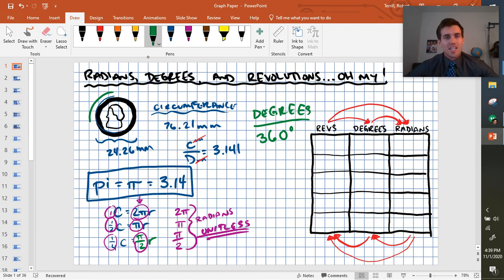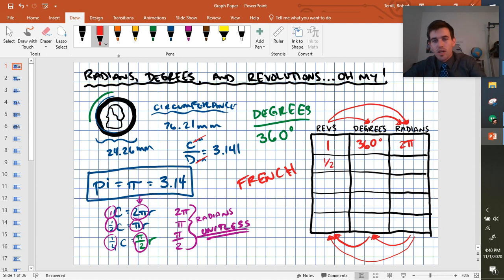And then the last thing that we can talk about is revolutions. Pretty much we give credit for revolutions to the French. So one revolution would be all the way around a circle, which would be exactly 360 degrees or 2 pi radians. Half of a revolution, that would be 180 degrees. That would be pi radians. A quarter of the way around a circle, that would be 90 degrees. And that would be pi over 2.